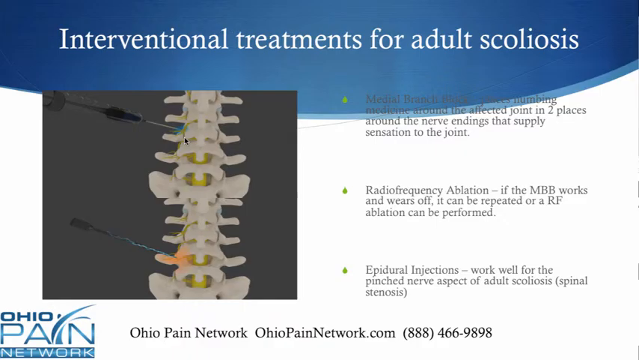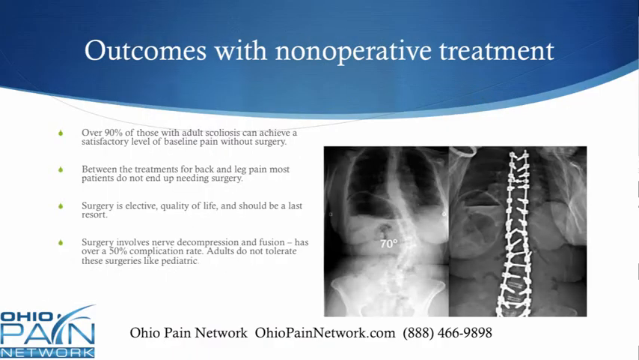Now, if that works and then wears off, you can either repeat it or move on to what you see here, which is where you have a catheter in around the same area that heats up and deadens those nerve endings. That can provide pain relief for anywhere from 6 months up to 2 years. It's amazing. That's called a radiofrequency ablation. And then if you have pinched nerves, an epidural steroid injection can work very well. There are about 3 different ways to do it, but that can provide incredible relief for that buttock and thigh and leg pain from nerve roots getting pinched.